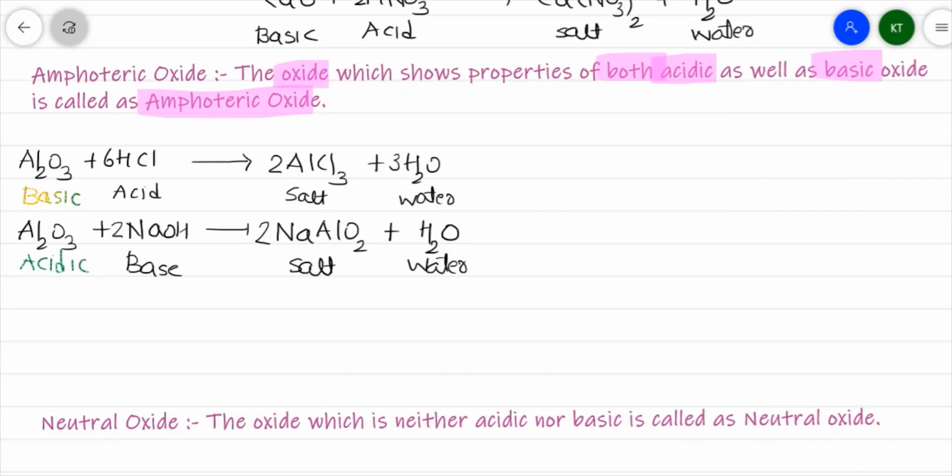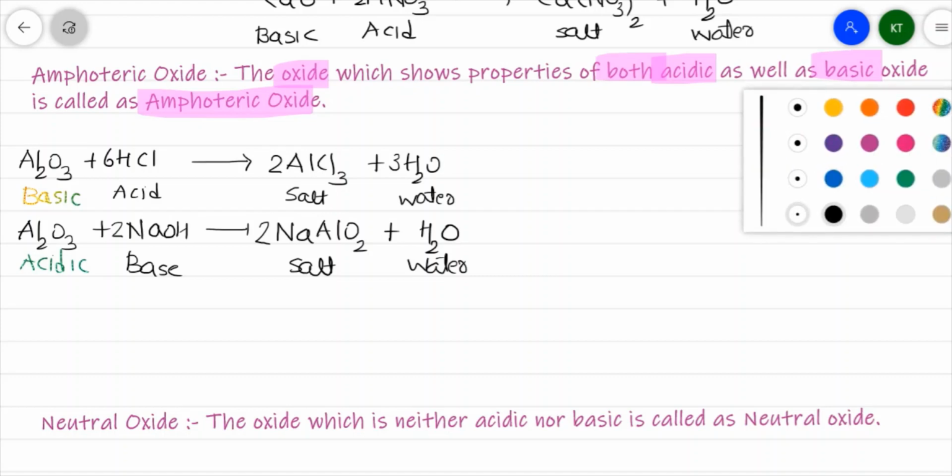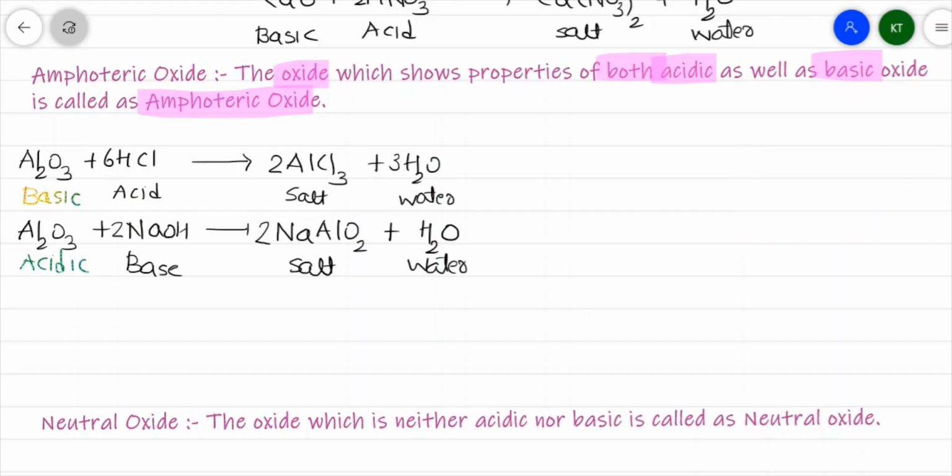Now, if you carefully look, in the first reaction Al2O3 acts as a base. In the second reaction, Al2O3 acts as an acid. So Al2O3 shows properties of both acidic as well as basic oxide. When Al2O3 reacts with acid, it exhibits basic character. When Al2O3 reacts with base, it exhibits acidic character. So we call Al2O3 an amphoteric oxide.